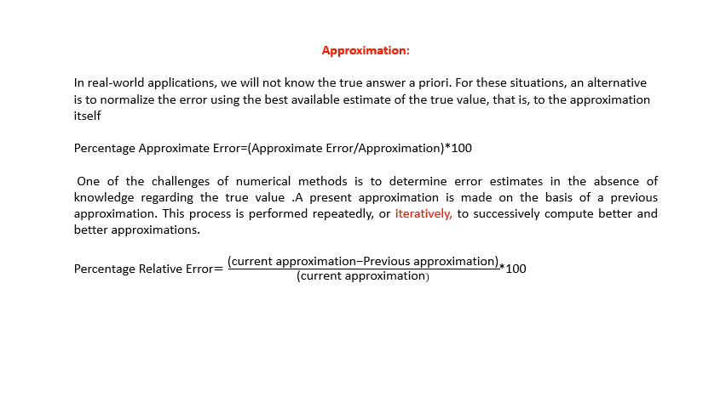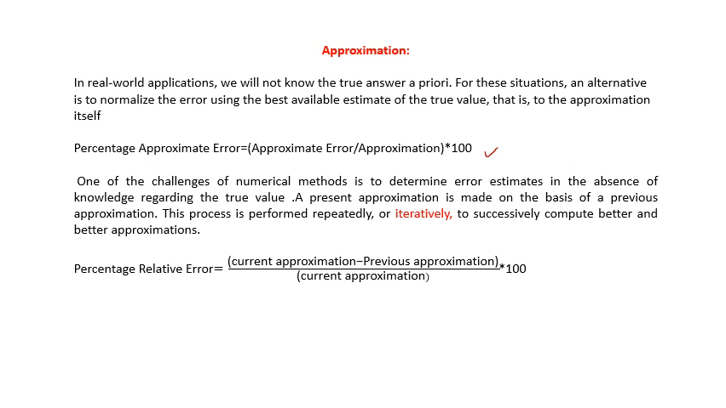So the approximation is nothing but, in real world application, we will not know the true answer a priori. For these situations, an alternative is to normalize the error using the best available estimate of true value, that is the approximation itself. So we can say that percentage approximate error is nothing but approximate error upon approximation into 100 in terms of percentage. One of the challenges of numerical method is to determine error estimates in the absence of knowledge of true value.